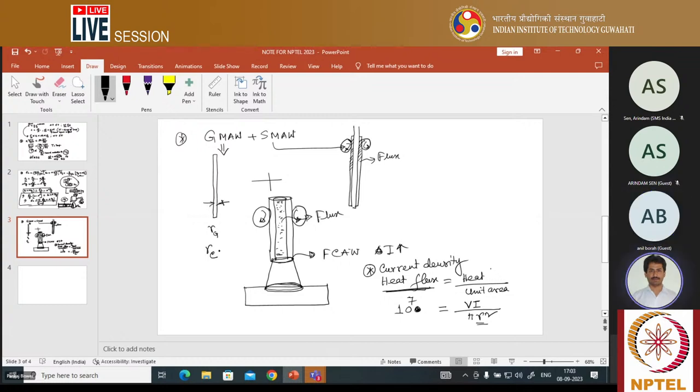Correct? So RFC is greater than RG, due to this hollow structure. That's why, to get the same heat flux value, if the other parameters are constant, let voltage be constant, what should be your I value? You tell. Right. Understand? You got it? So to get the same heat flux value, heat per unit area, the current definitely has to be higher than in the GMAW process. Got it?